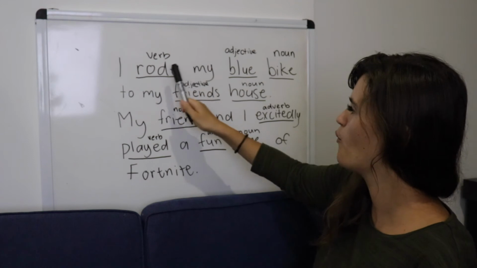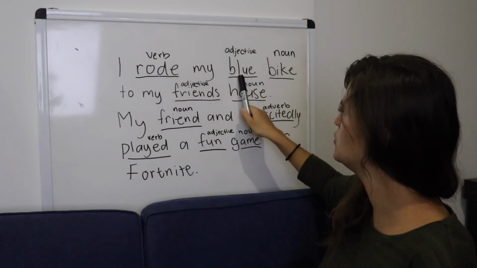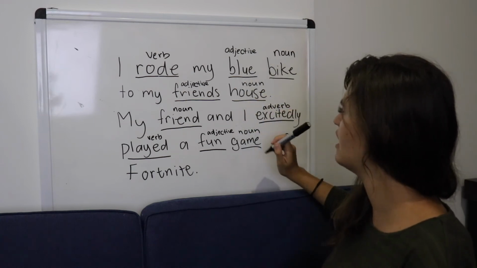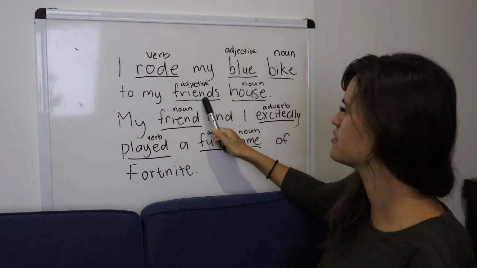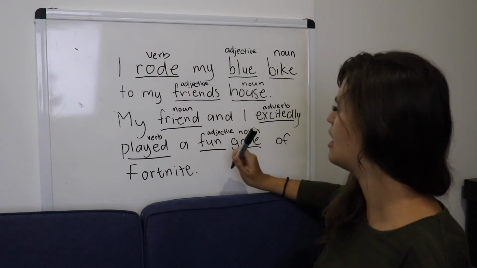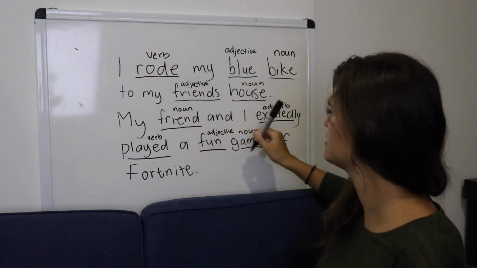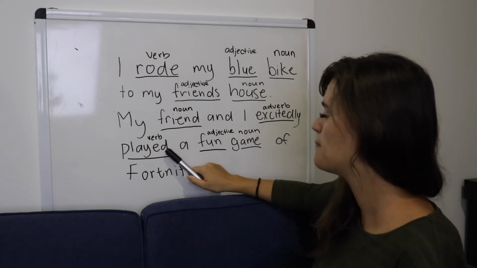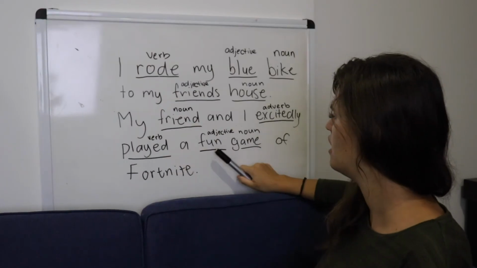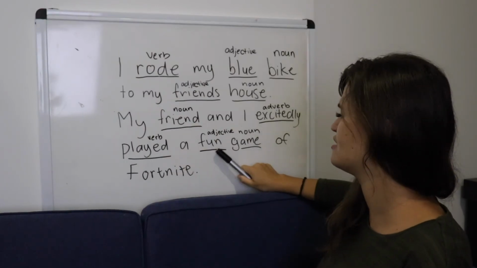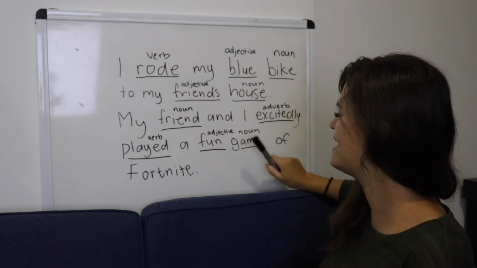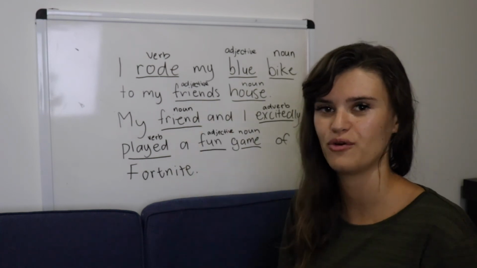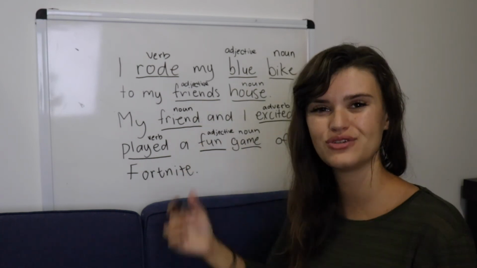Adverb. Rode is the verb, blue, bike. Blue is the adjective and bike is the noun. Friend's house. Friend's is the adjective, house is the noun. Friend is the noun, excitedly is the adverb, played is the verb, fun is the adjective that describes the noun game. Very good, everyone. I hope you wrote this down so that we work through it together.